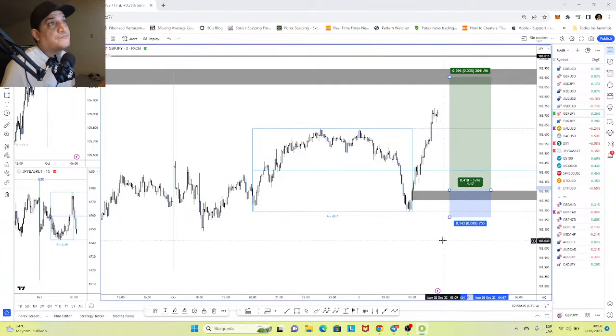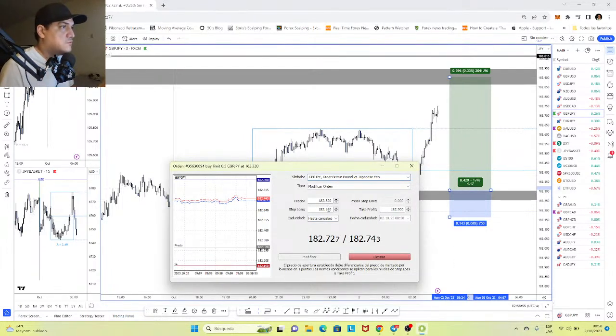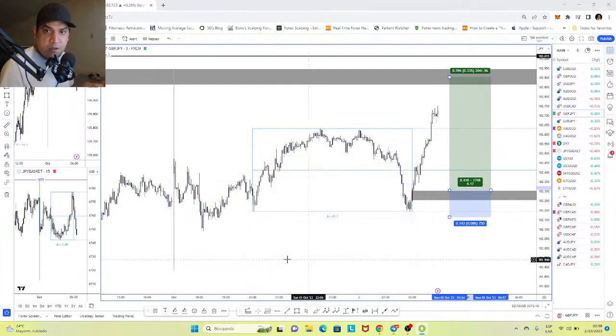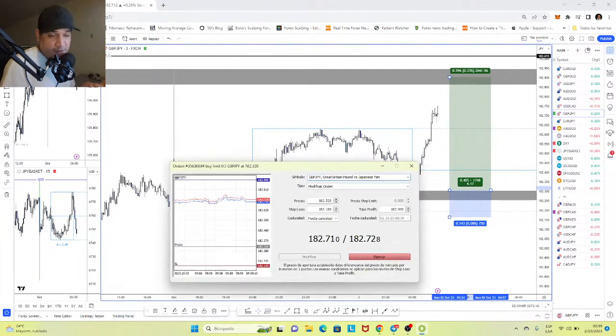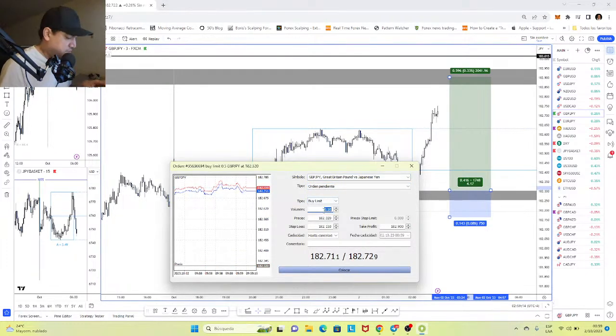182.90, boom. Let's see, I'm going to risk 0.25%. 182.16 is a little bit tight, too tight. I'm going to lower that to 182.15. Yep, much better. So here I need to modify my position size. I'm going to do 2.5 lots. I think I'm going to do 2.3 lots. Oh, there it is, 2.3 lots.